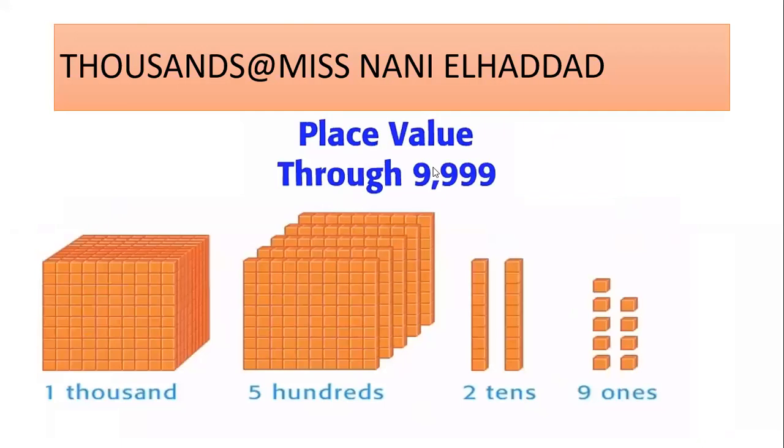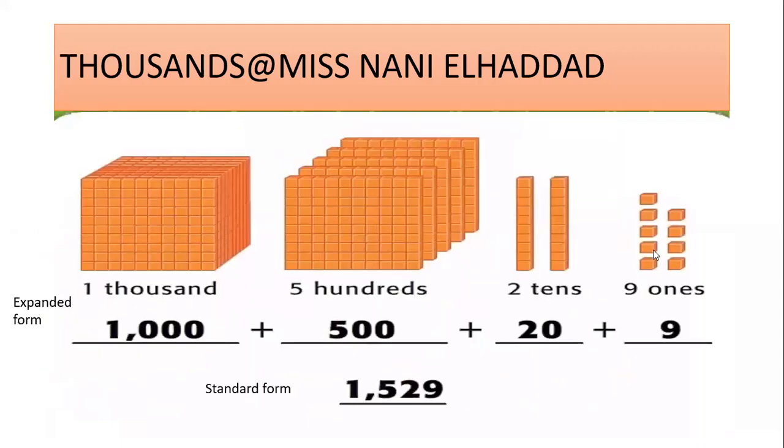So how do we write the place value up to 9,999? Here is the number 1,529. So how will we write it? This is how we write it. There is something called expanded form and standard form. This number is the standard form, 1,529. This is the expanded form. And what do I write in the expanded form? The value of each number. 1,000, so the 1 is 1,000, 3 zeros. The 500, 2 zeros. 2 tens, 1 zero. 9 ones, only 9.